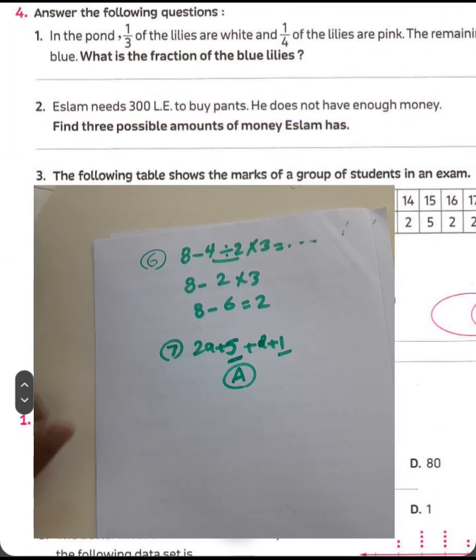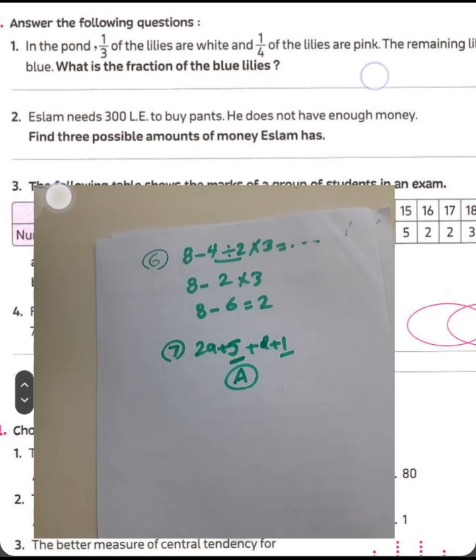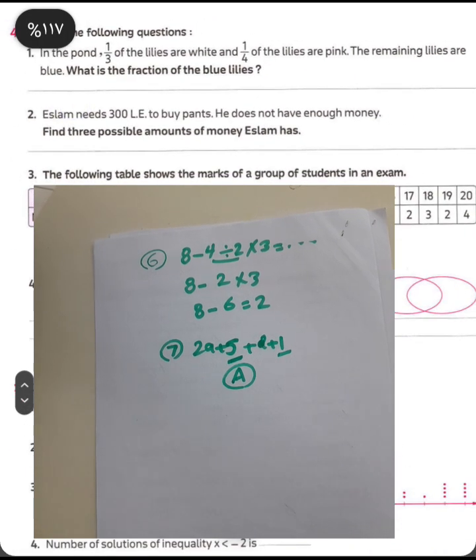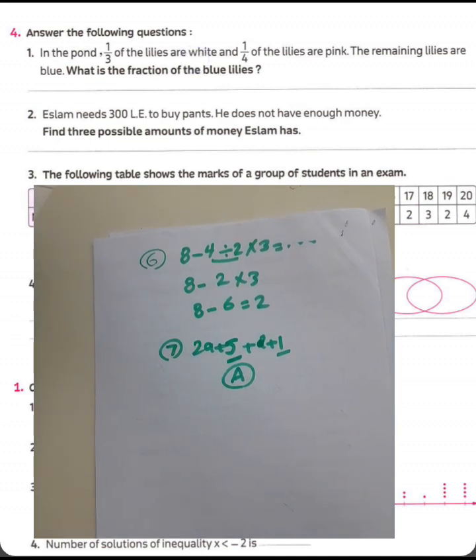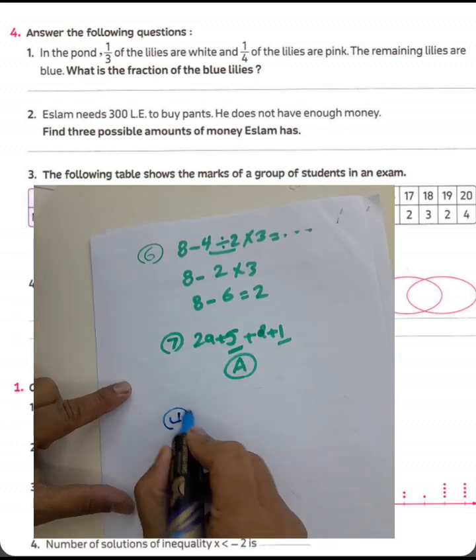Question number 4, choose the correct answer. In the box, a third of the letters are white and a fourth of the letters are pink. The remaining letters are blue. What is the fraction of blue letters here? To find the remainder, you must add the 2 fractions and subtract the result from 1, the whole. Okay, question number 4, 1.